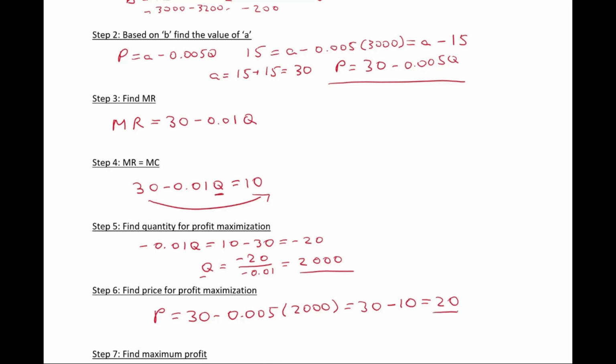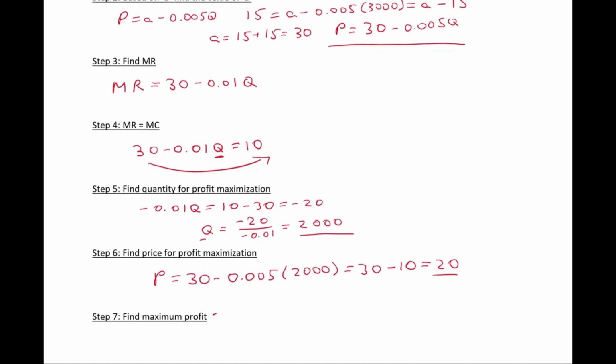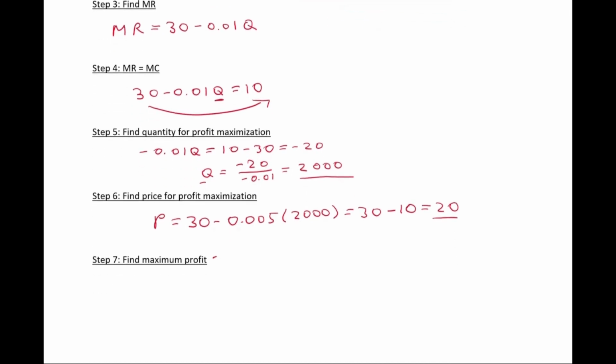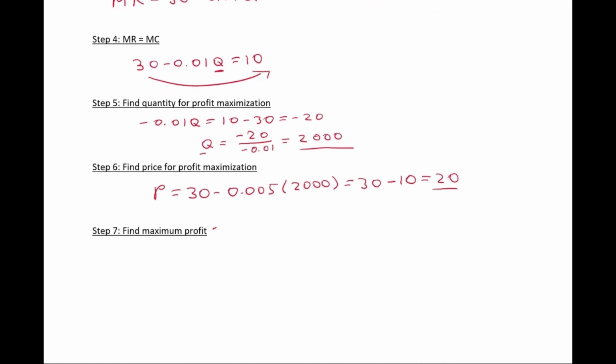Now, oftentimes they'll just ask you for the optimal production plan in the exam, and you'll stop here and say the profit is maximized where P is equal to 20 and Q is 2000, where we sell 2000 units at a price of $20. But they might sometimes ask, like they did in this case, for the maximum profit under this situation, in which case we'll have our final step, finding the maximum profit, which is a straightforward calculation.